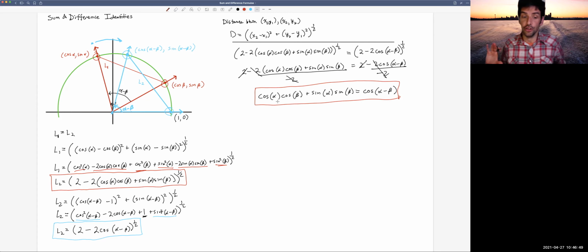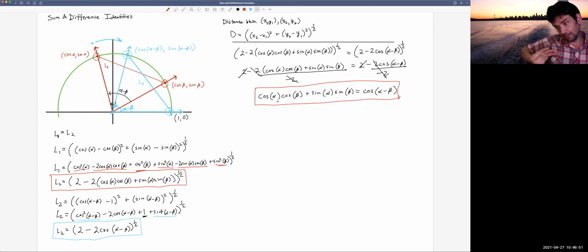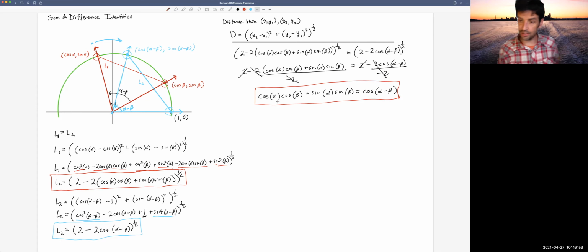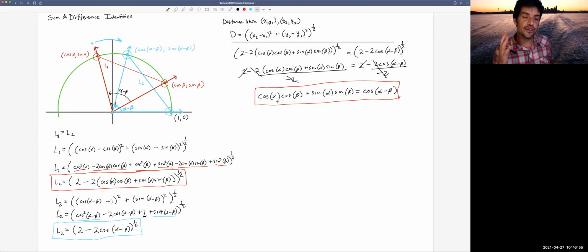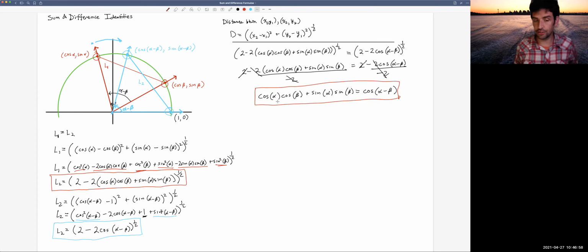Okay, so we'll do some examples. I want to give you the rest of the sum and difference identities that are discovered in similar ways. Like I said, this is a good exercise in geometry.